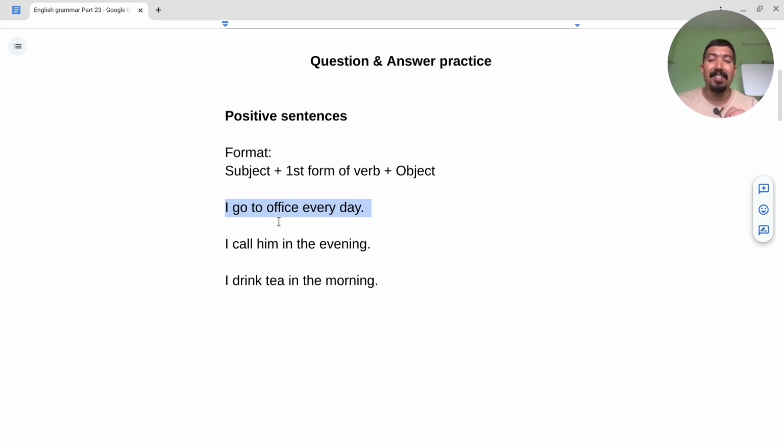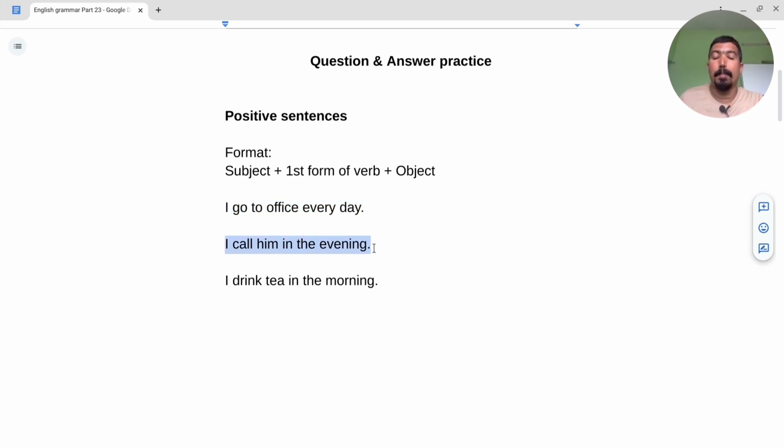Here I is the subject, go is the verb, that is the first form of verb, office is the object, and every day is the time part. So remember to have the verb in the middle. I go to office. So here it is the first one. This is a positive sentence or a positive answer. When somebody asks you a question, you can give an answer like this in a positive manner. Subject plus verb plus object, and the verb is in the first form.